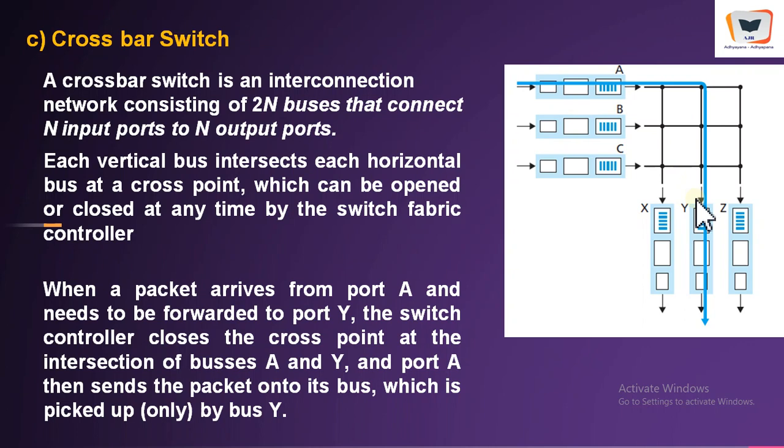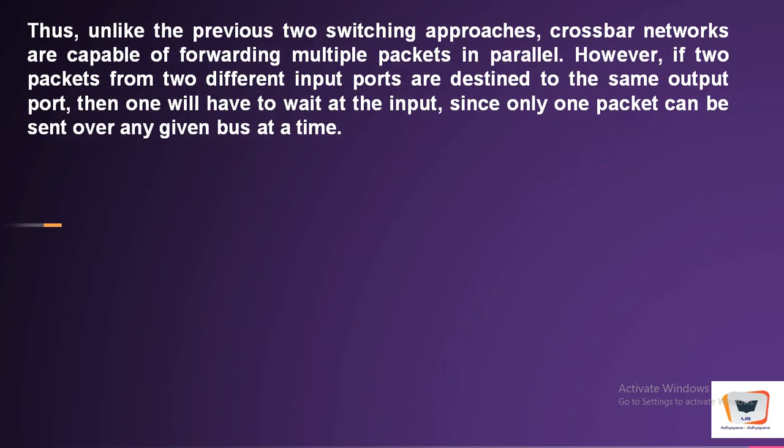Okay, and port A then sends the packet into the bus, which is picked up only by bus Y. So Y along this particular direction. Now, unlike the previous two switching approaches, crossbar networks are capable of forwarding multiple packets in parallel.